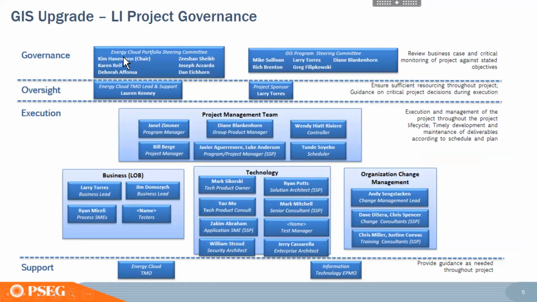So here's the way I have the steering committee for the Energy Cloud TMO that I'm a part of. I have my program steering committee for the 3 projects. And then I have my project sponsor for this particular project, this GIS upgrade, Long Island. My project team, which includes the controller and scheduler, line of business, technology, and OCM. Here I have a particular vendor, a solution integrator for this, SSP. That's what that RFP is about, that I'll show you in a minute. And we have a number of people from SSP that are part of this.